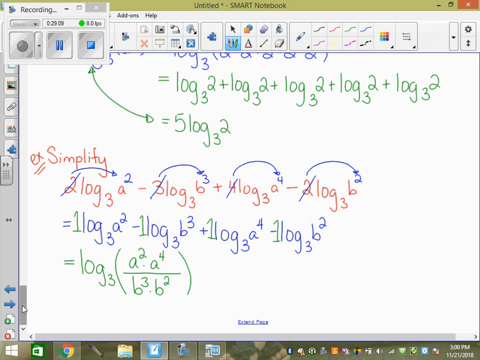And when we have more than one thing in the numerator or the denominator, we multiply them. What happens when we multiply the same base together? You add the exponents. So we're going to get log base 3 of a to the 6 over b to the 5.